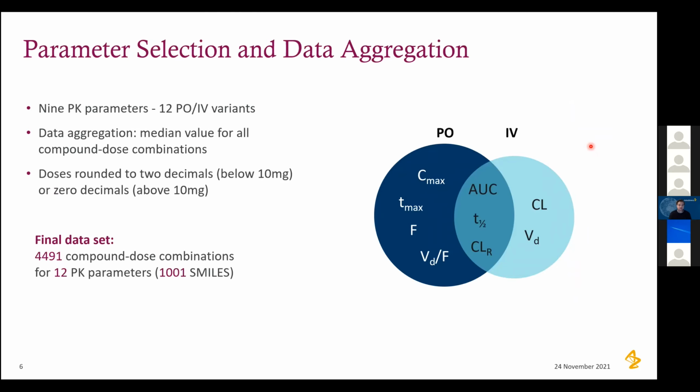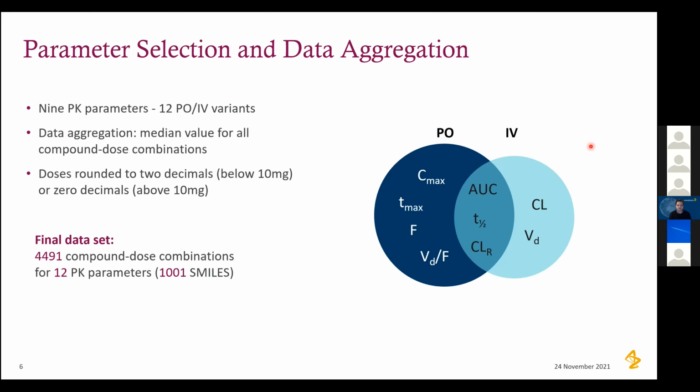After we extracted the data, we wanted to also extract our PK parameters and aggregate the data. We managed to get 9 PK parameters, 12 if you split them into per oral and intravenous, namely the ones presented on the screen here. For PO: Cmax, Tmax, bioavailability, and estimated volume of distribution. For IV: total clearance and volume of distribution. And for both of them, AUC, which is area under the time concentration curve, half-life, and renal clearance.